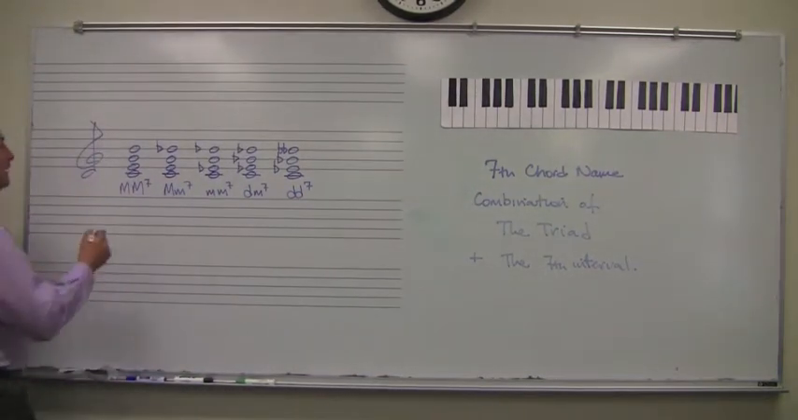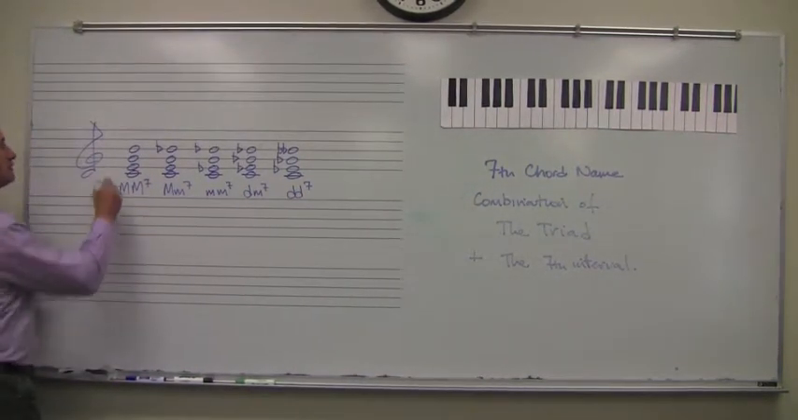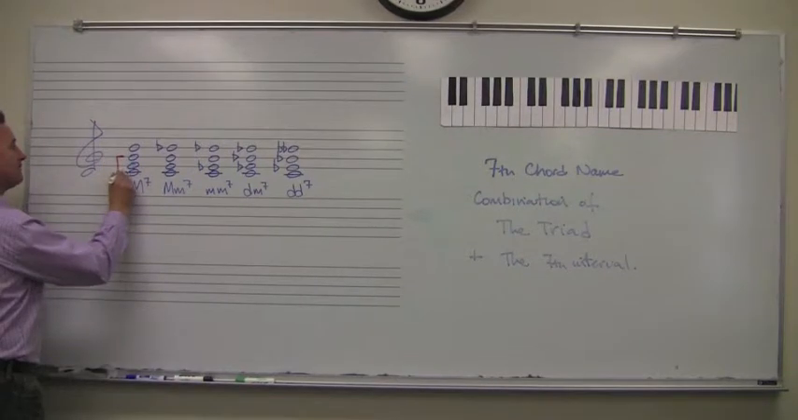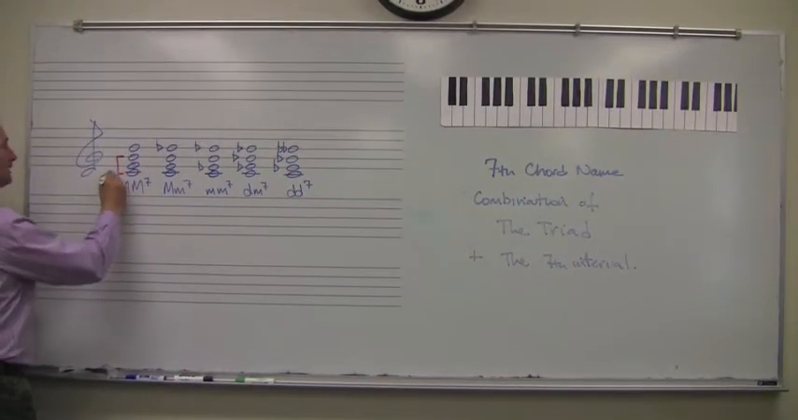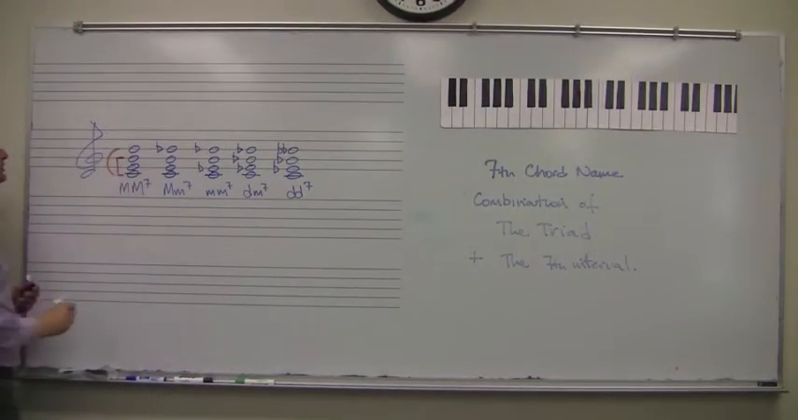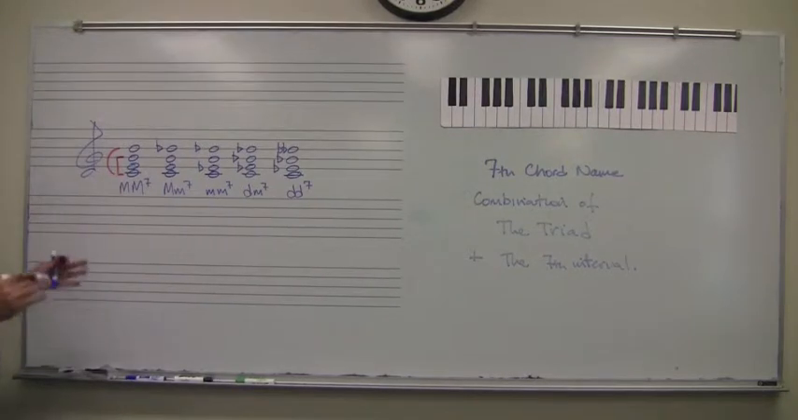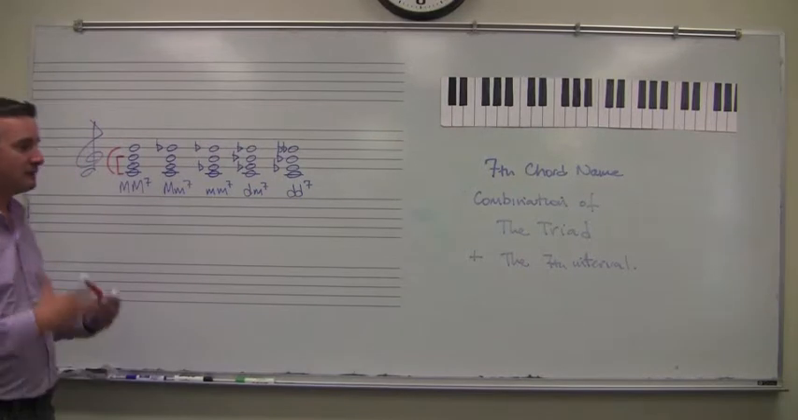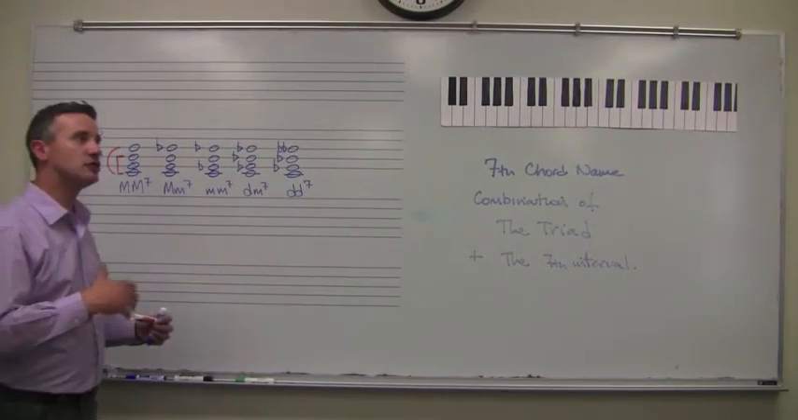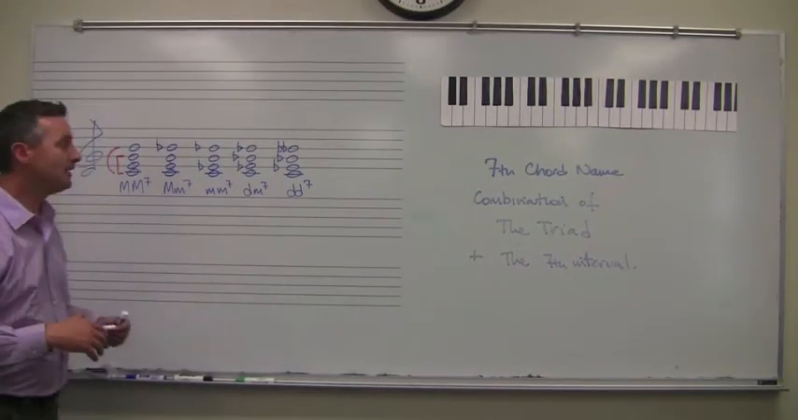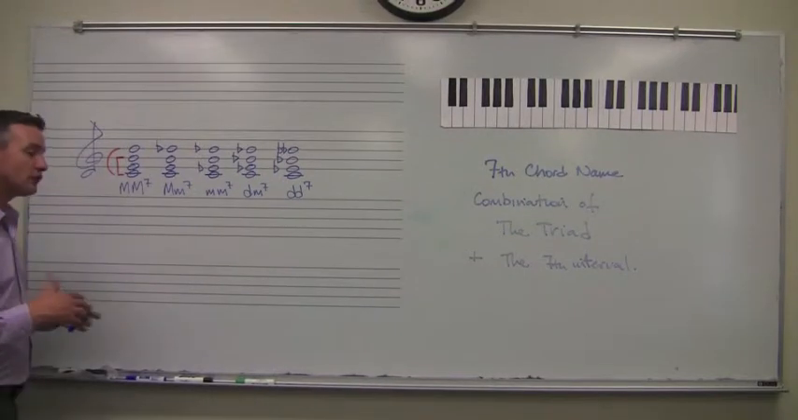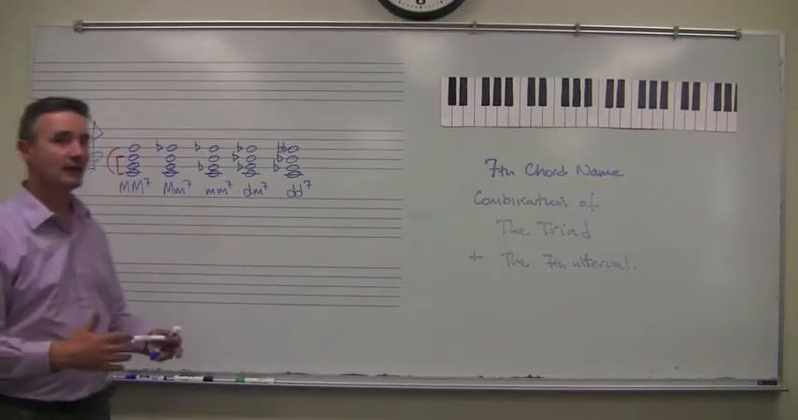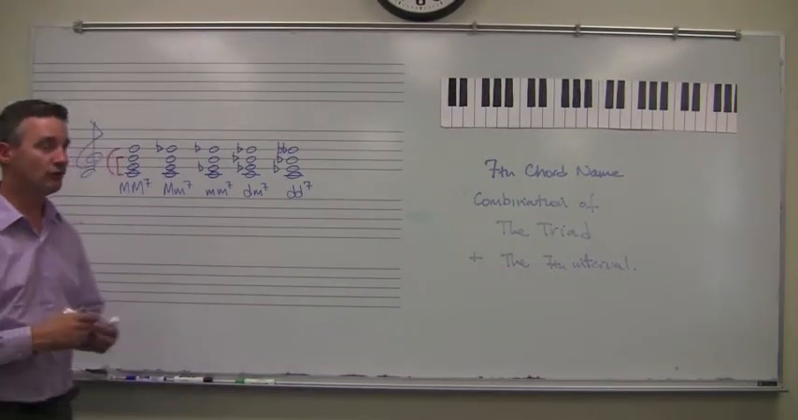So here we have the first one, major, major seventh. Notice this is a major triad and a major seventh interval. It gives us a major, major seventh chord. That's the name we use for it. It has a very unique, almost jazzy sound, and it's not super common, but it is certainly an available sound world for us.